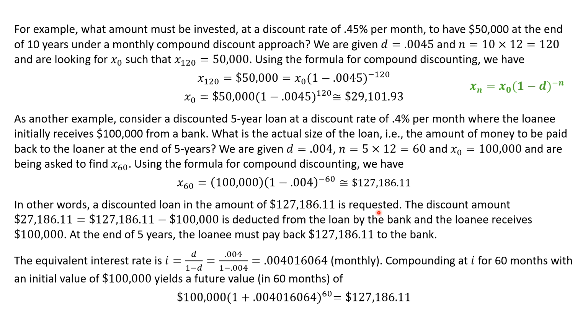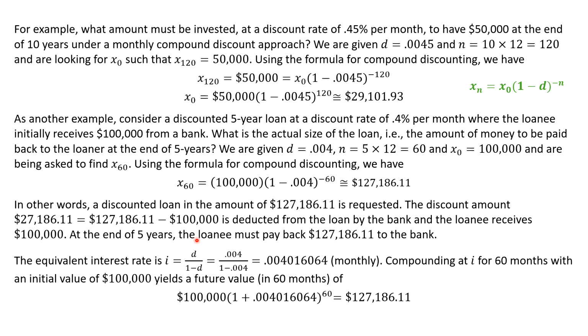So in other words, a discounted loan in the amount of $127,186.11 is requested. The discount amount is this sum, $27,186.11. That's deducted from the loan at the beginning. So the loanee receives $100,000, and then he or she needs to pay back this $127,186.11 at the end of the period.